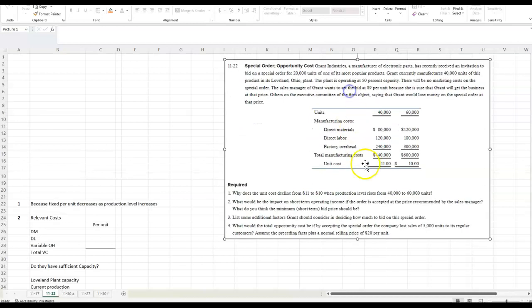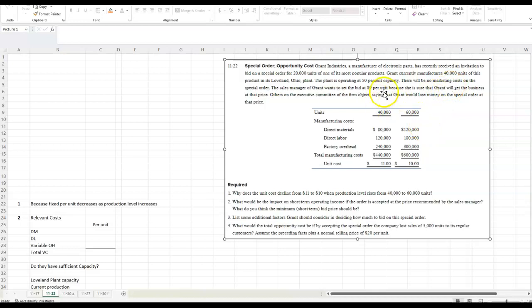Another special order with an opportunity cost. So this company has a bid on a special order for 20,000 units of one of its most popular products. They currently manufacture 40,000 units in their Ohio plant. There will be no marketing costs on the special order.